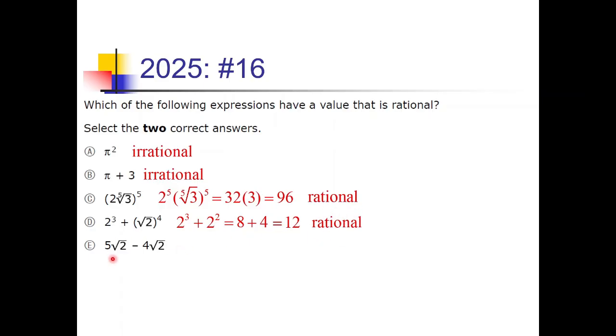Just to verify, though, this last one, 5 radical 2 minus 4 radical 2, we're just going to keep the radical and subtract the coefficients. So that's 1 radical 2, which is irrational. So definitely choices C and D.